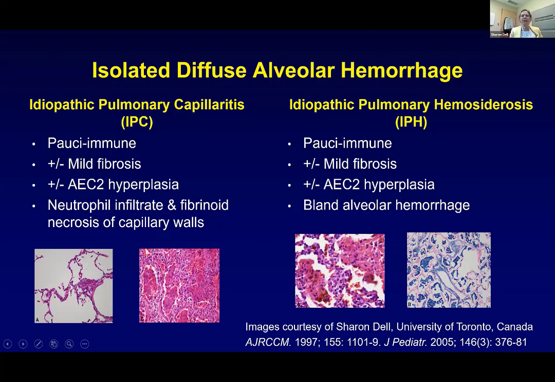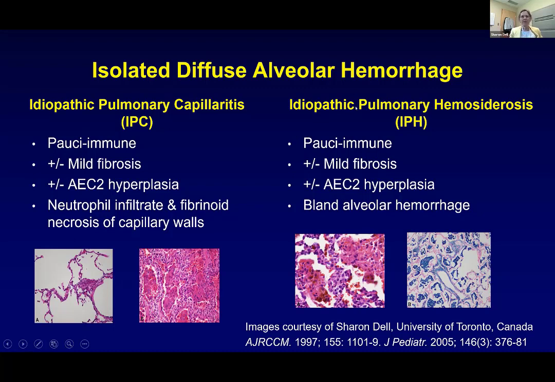On the other hand, if we do a lung biopsy and we don't see any evidence of that capillaritis, but everything else looks the same, basically. We may or may not see mild fibrosis. It's pauci-immune, which means we don't see immune complex deposition like you would see in lupus or glomerular basement membrane disease. And you may see alveolar epithelial cell type 2 hyperplasia, but with IPH, you just see bland alveolar hemorrhage, okay? And my concern is that the two diseases behave very similarly clinically.